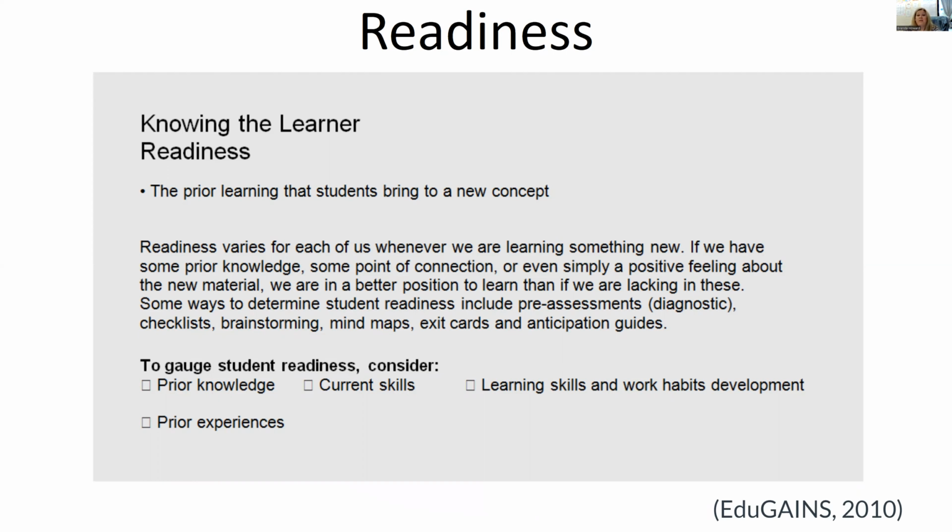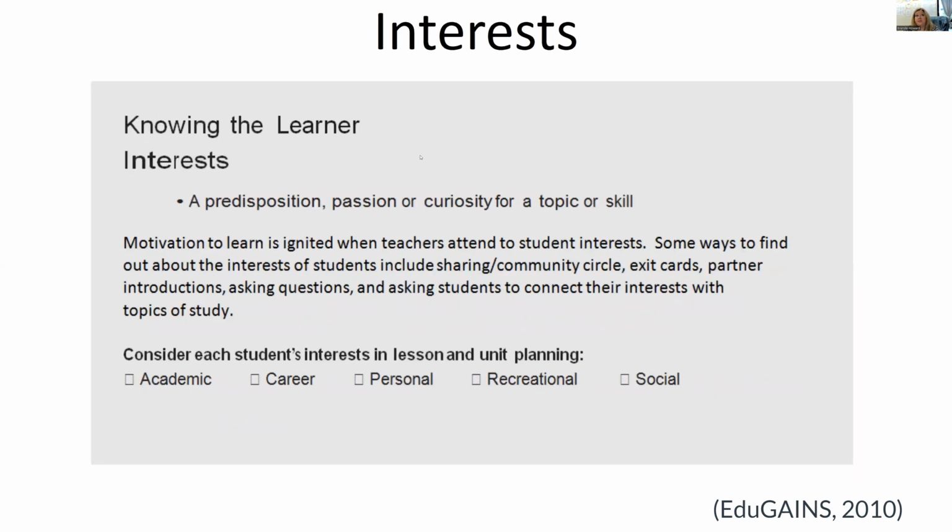And the next part of that is getting to know your student's interest. When talking about student interest, it could be their predispositions, passions, curiosities about any kind of topic or skill. It could be in the area of academics, career, personal, recreational, social. As a first grade teacher, I can tell you personally that I don't have to ask my students very much because they can tell me everything.